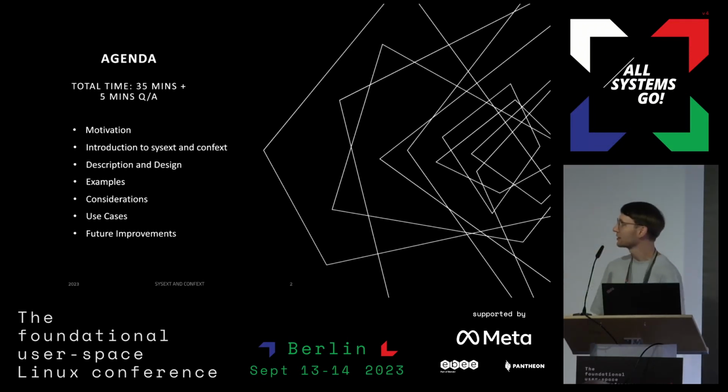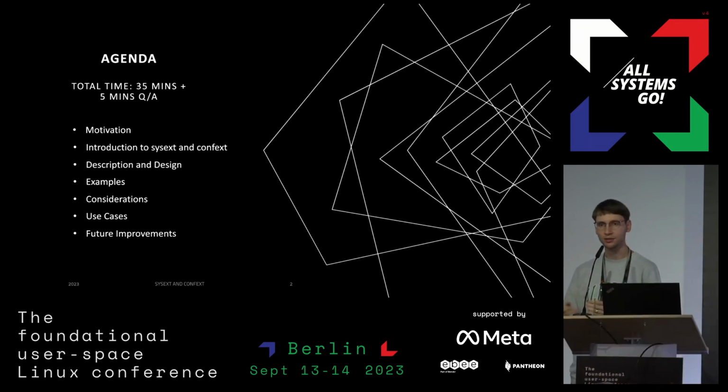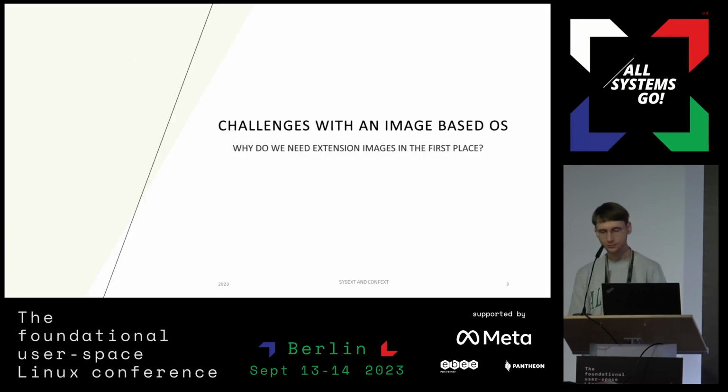Okay, so what is this about here? We start with motivation for extension images, then we introduce how this concept is provided by systemd, sysext and confext. Then we go more into detail and show some examples and usage considerations following the properties that we present. And then we go into use cases from Flatcar Container Linux and Microsoft Azure Boost, and go into future improvement ideas.